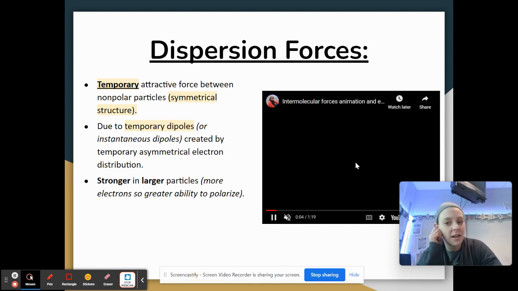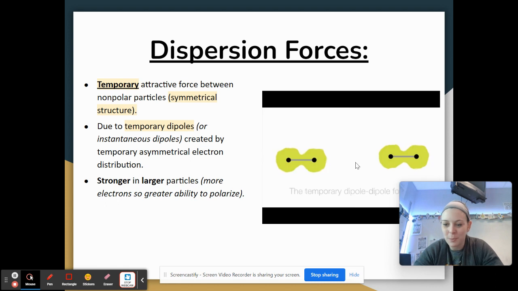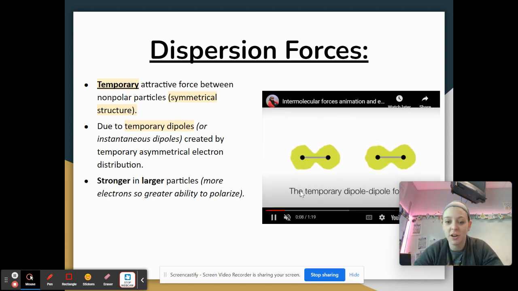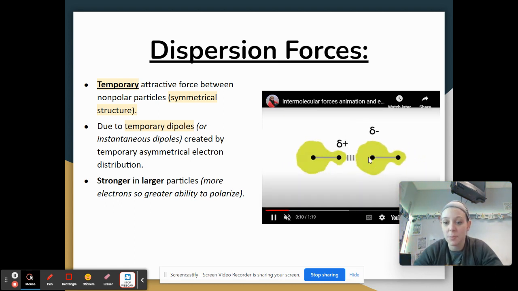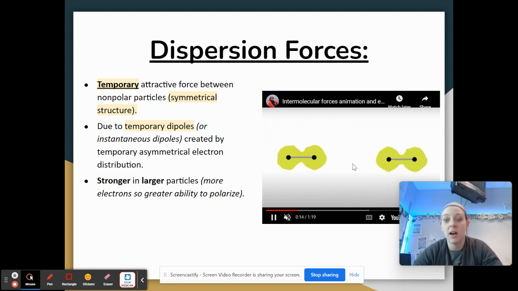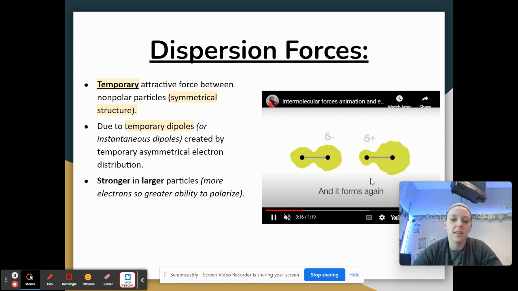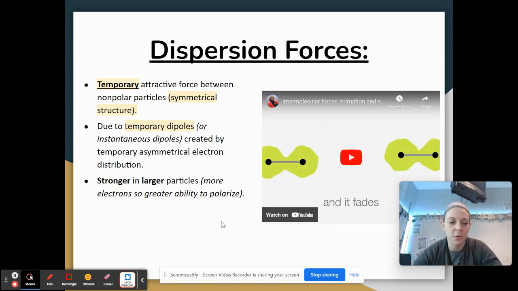So the side of the molecule that's going to be positive or negative just changes based on where the electron is at that moment in time. So in this example, here's the electron, it's negative. If the electron moves to the other side of the molecule, that side now becomes positive. So as those electrons move back and forth, we form dipoles.